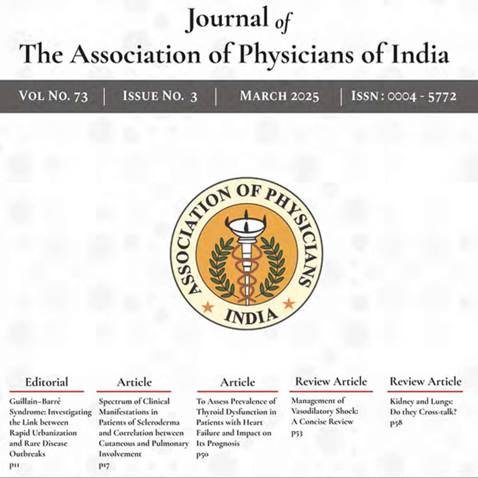The next review article is Kidney and Lungs, Do They Crosstalk? By Sanchit Mohan et al. The kidneys have a wide variety of functions, including maintaining fluid, electrolyte, and acid-base balance, and also the regulation of blood pressure done by the RAS system, and the secretion of hormones including erythropoietin, renin, and 1,25-dihydroxy vitamin D.